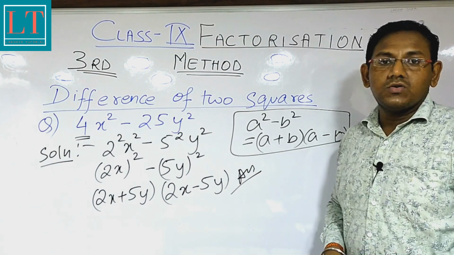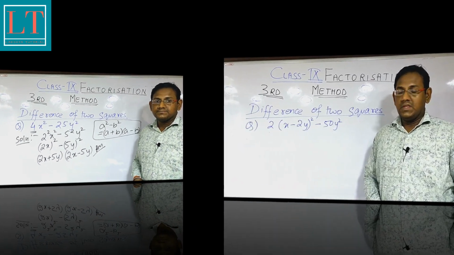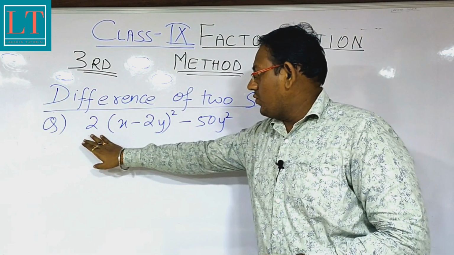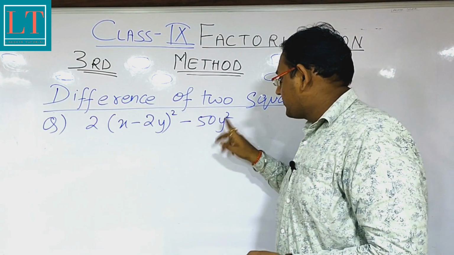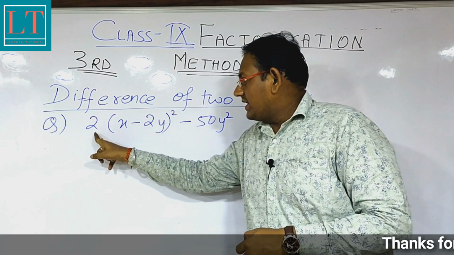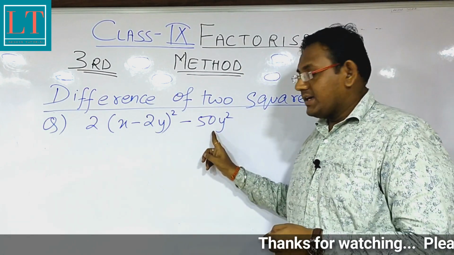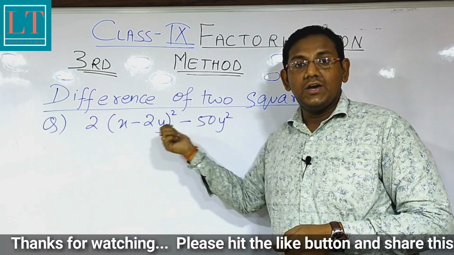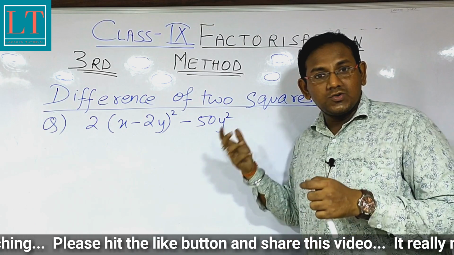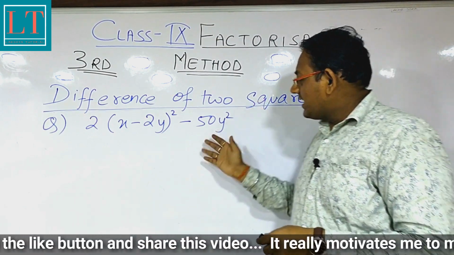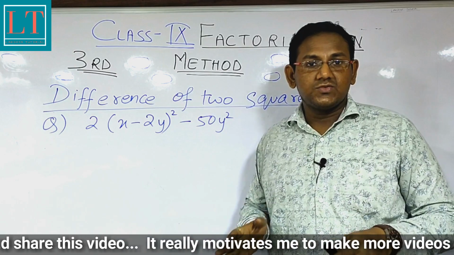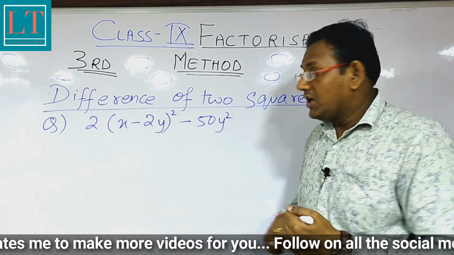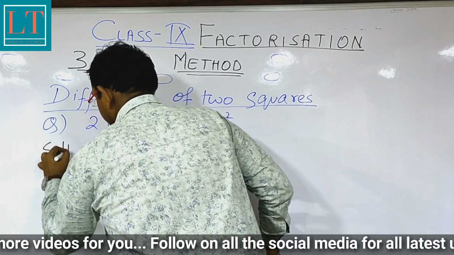Now let us see a few more questions on this particular topic. Let us understand this question. In this question you can see that there is 2x minus 2y whole square minus 50y square. Now 2 is not a perfect square, 50 is not a perfect square, but x minus 2y whole square is a perfect square because it is given over there. Similarly y square is also a perfect square. But if we are not getting numbers in terms of a perfect square, what we can do is think about what we can take common from these terms. So let us start with the solution of this one.